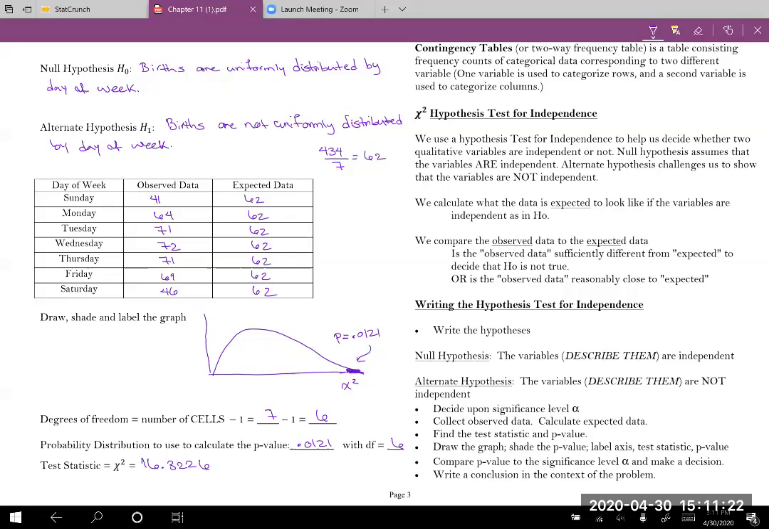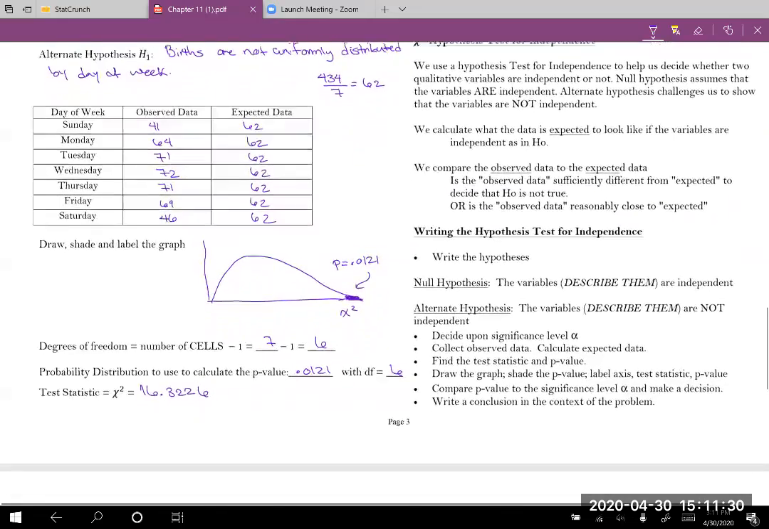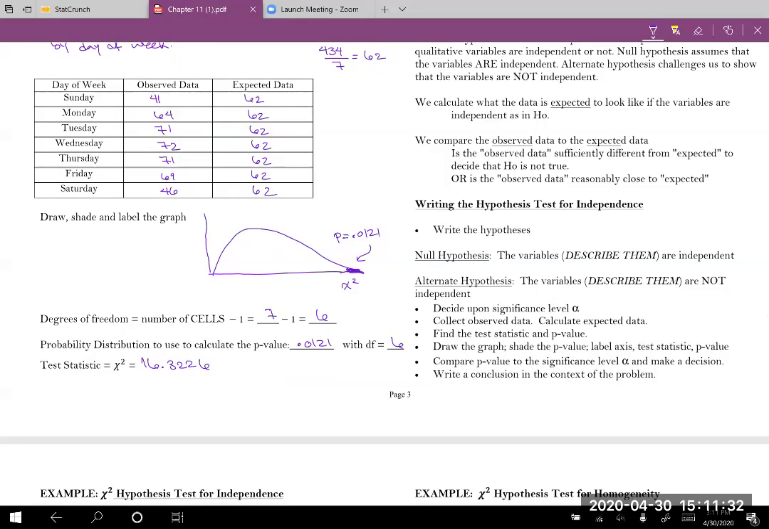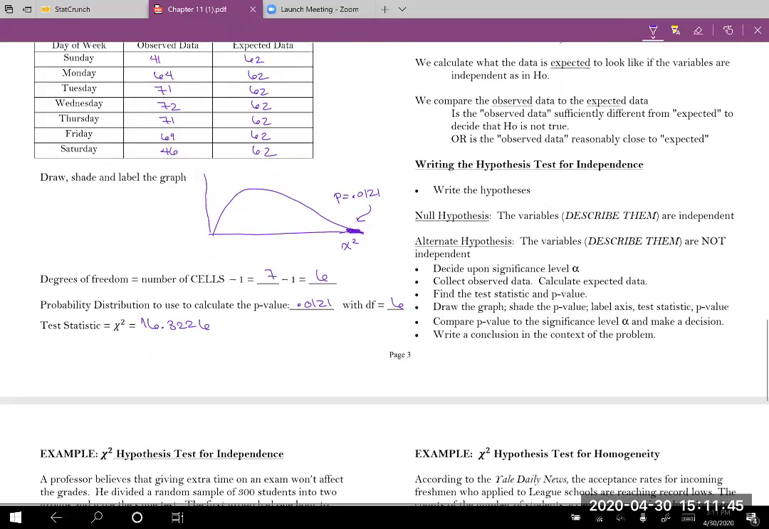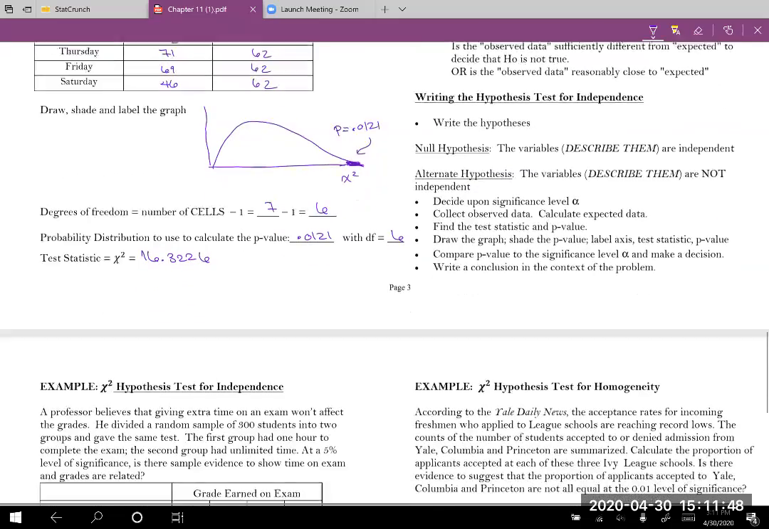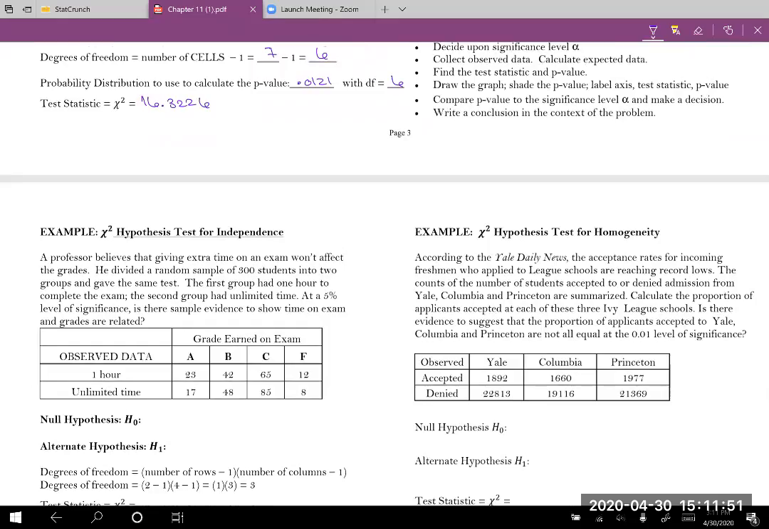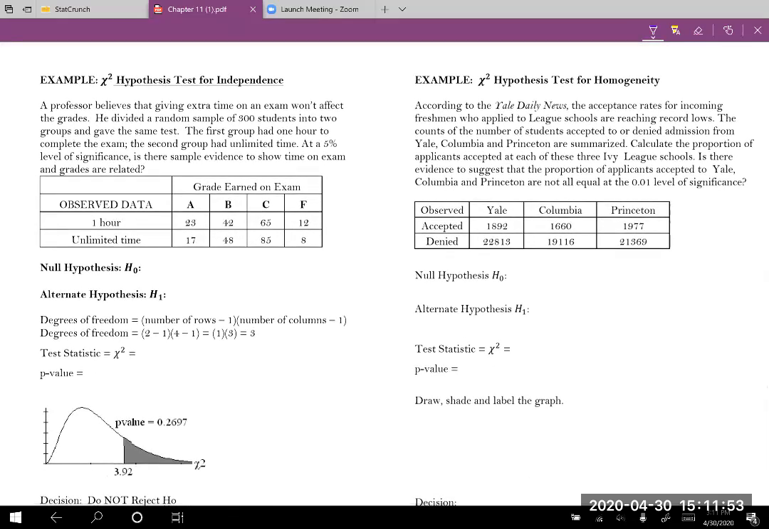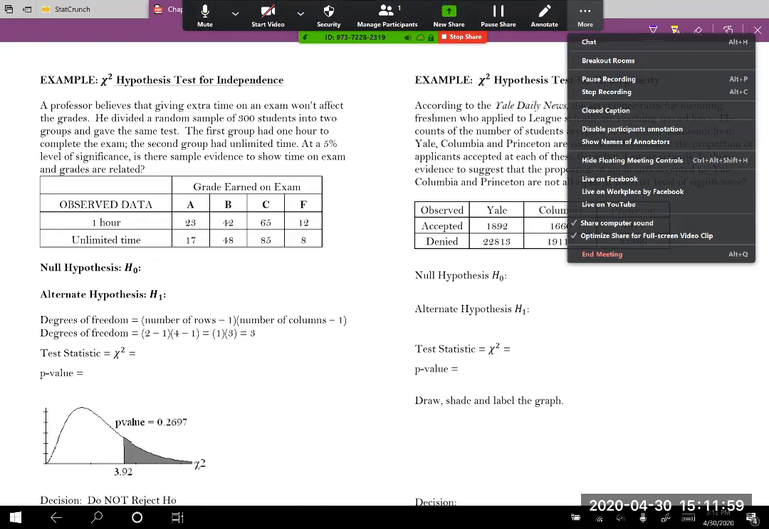Then we also calculate the expected data, and we compare expected and observed in kind of the same way. And then we write our hypotheses. In the null, you're always going to say that the variables, and you have to describe what the variables are, are independent. In the alternate, we say that the variables are not independent. From there, we do our test, find the test statistic and p-value, make a decision, and write a conclusion. Okay, so here is the first example for the hypothesis test for independence.